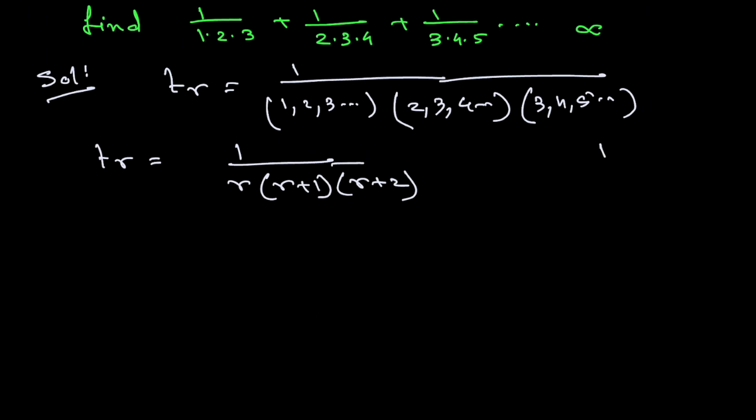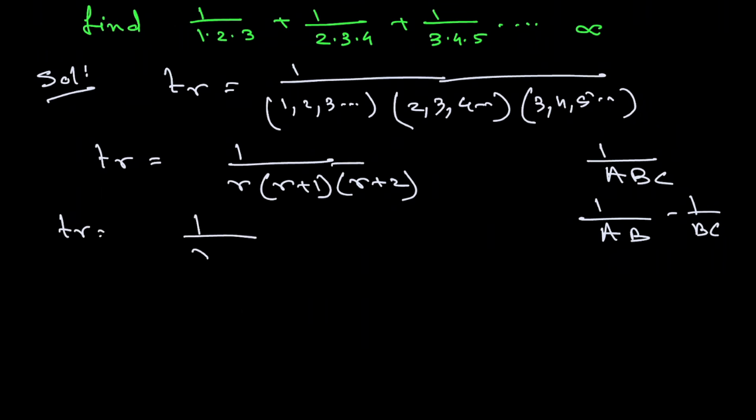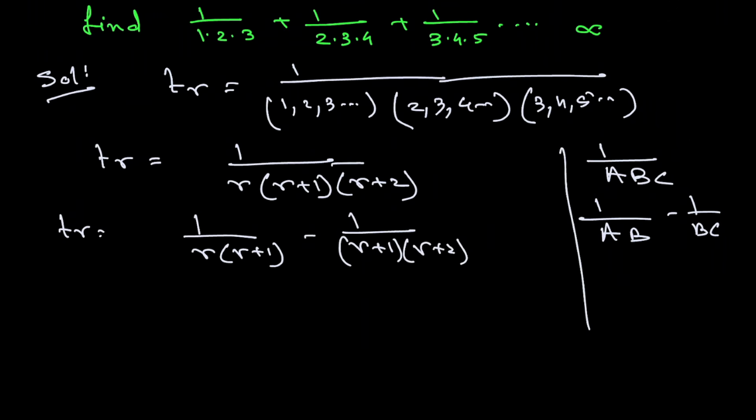So we can see here it is in the form of 1 by ABC. So we have to express as 1 by AB minus 1 by BC. Now we'll go to the adjustment. This should be the target. Now we can write this as TR equal to 1 by r into r plus 1 minus 1 by r plus 1 into r plus 2. Now we have to come to the adjustment. What to do for the adjustment here? So if we do the LCM, the denominator is as it is, that TR is coming, and numerator is this. So 2 is coming. So adjustment will be half.